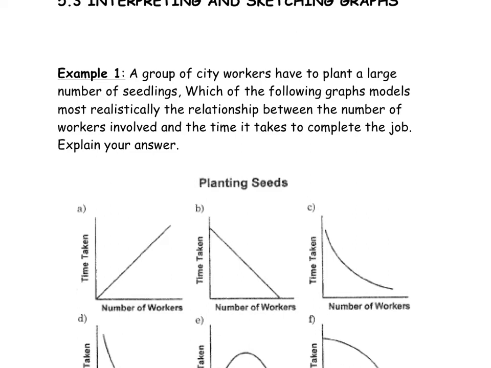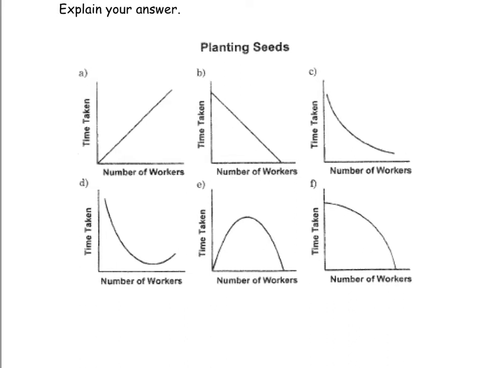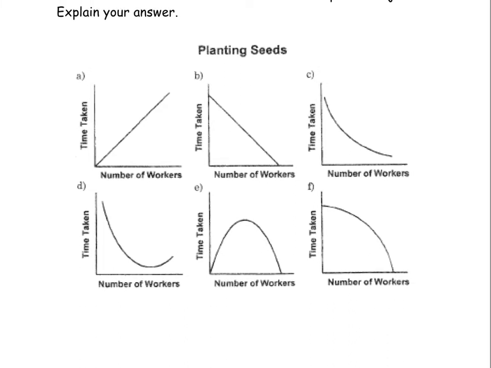The more workers you have planting seedlings, probably the faster the job is going to go. If you have a small amount of workers, that job will take a long time. If you have a large amount of workers, that job will take less time. So if we take a look at these graphs, let's try to understand what they all represent and then come up with our answer.